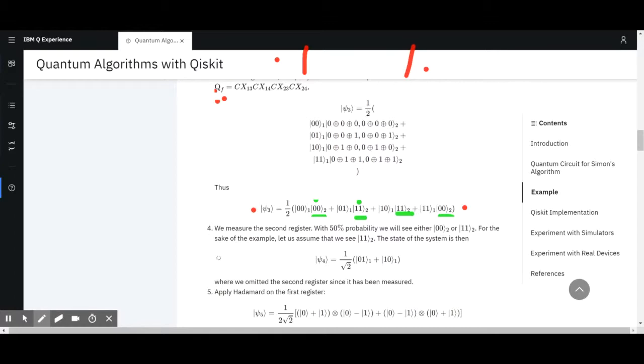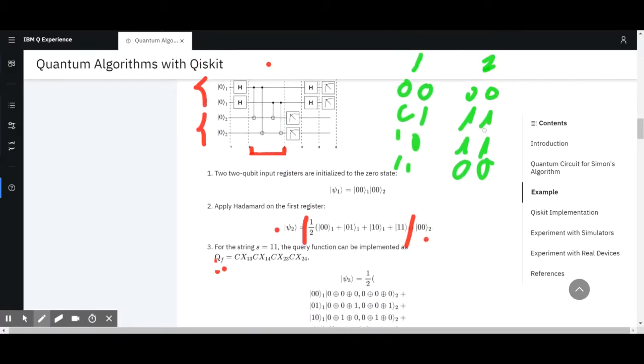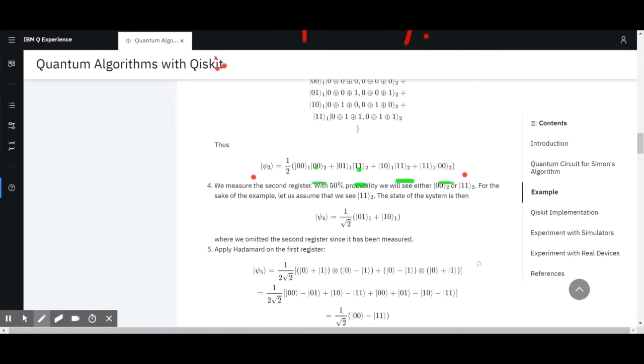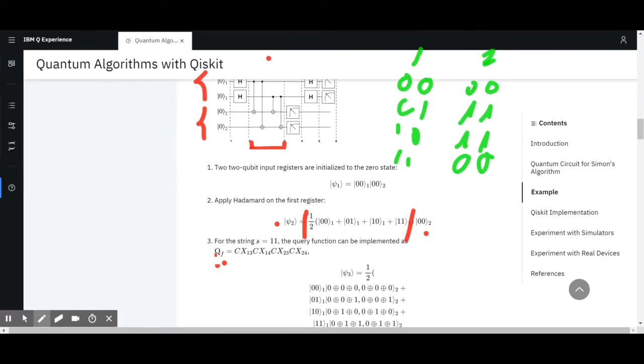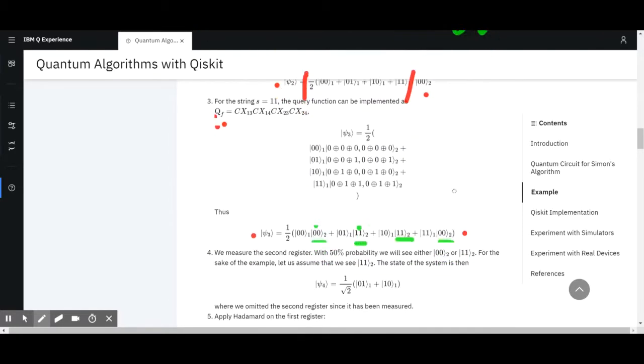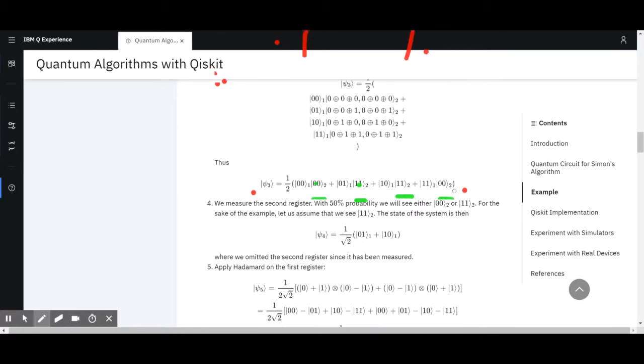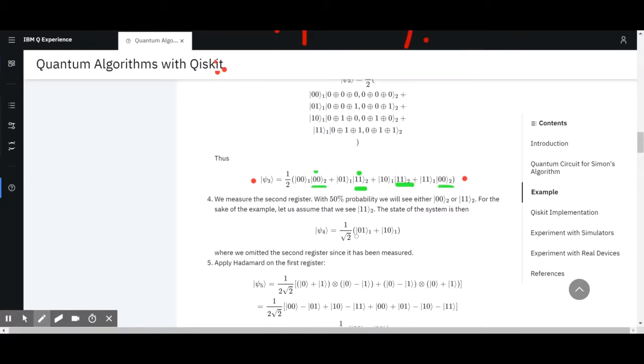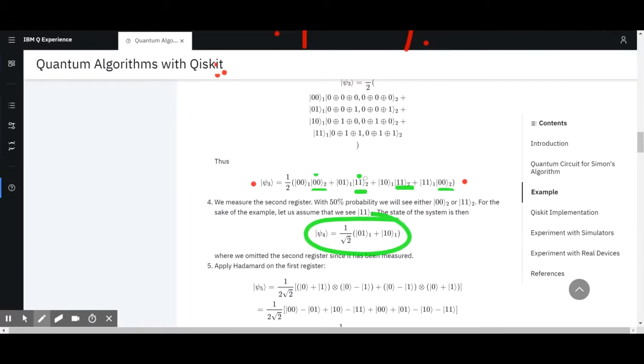That here we measure the second register, and with 50% probability we'll see either 0 0 or 1 1. Correct, because we got those values, right? So twice we've got the possibility of 0 0 and twice 1 1. For the sake of the example, let's assume that we see 1 1. Then the state of the system is the following. Why? Because we've measured those, so we know that this is not the case, and we know that this is not the case. So that's what we end up with.